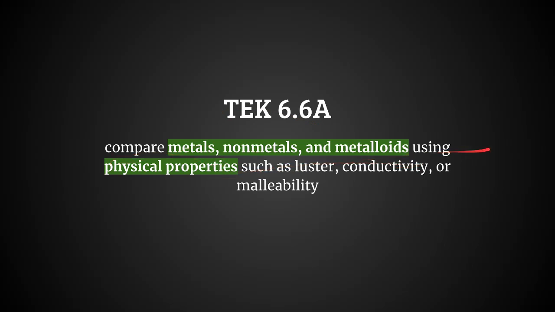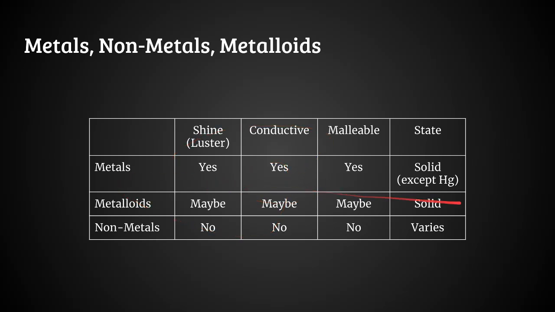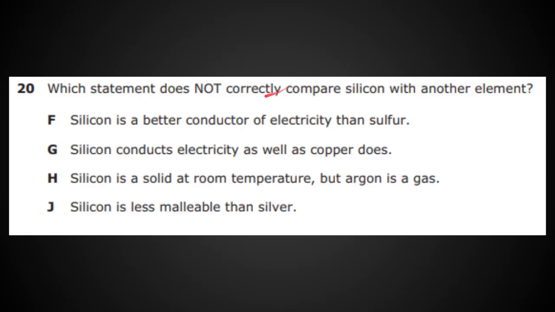Metals, nonmetals, and metalloids, physical properties. I think we mostly know this. Metals are shiny, they conduct, they're pretty malleable, and they're typically solid, except for mercury, but mercury is weird. Nonmetals have no shine, no or low conductivity, low malleability, and the state of nonmetals varies, as there is one of each state. Then you have your metalloids, which are very dependent, and I'm pretty sure they're all solid.